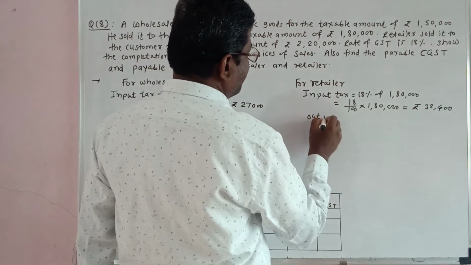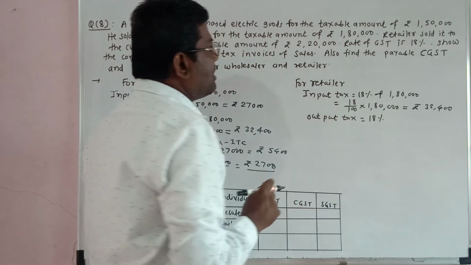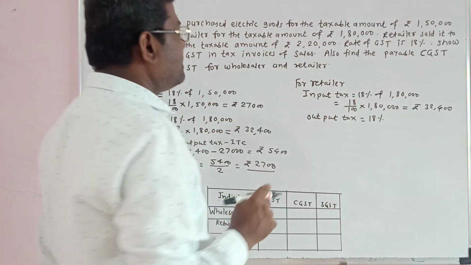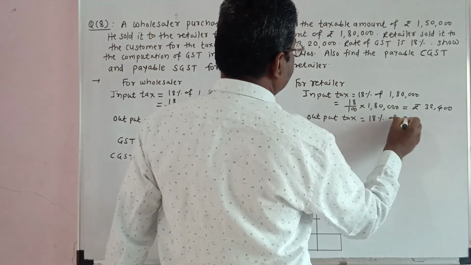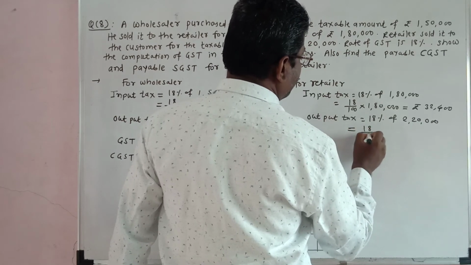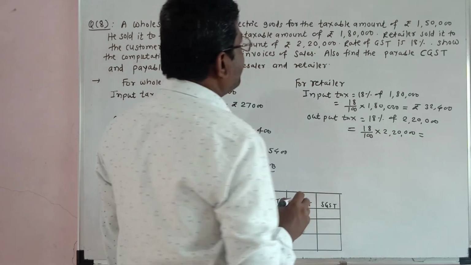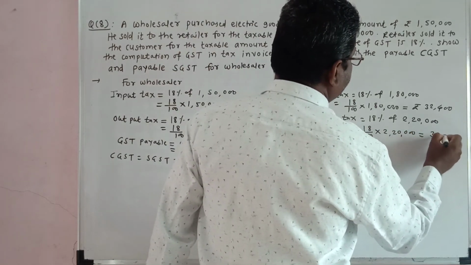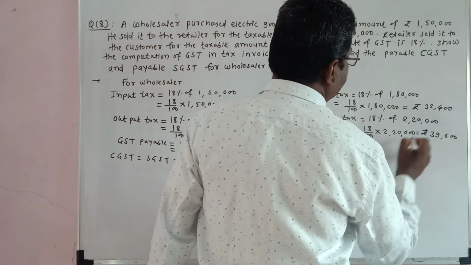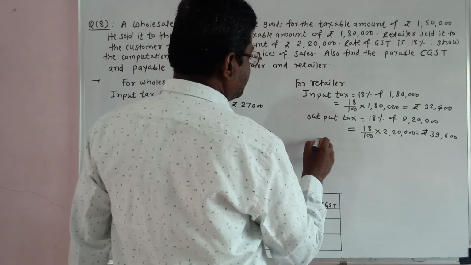Now let's find the output tax for the retailer. Output tax is equal to 18% of the sale value of the retailer, which is 2,20,000. So 18% of 2,20,000 is the output tax. Therefore, 18 upon 100 into 2,20,000, and its value will be 39,600. So it will be rupees 39,600.